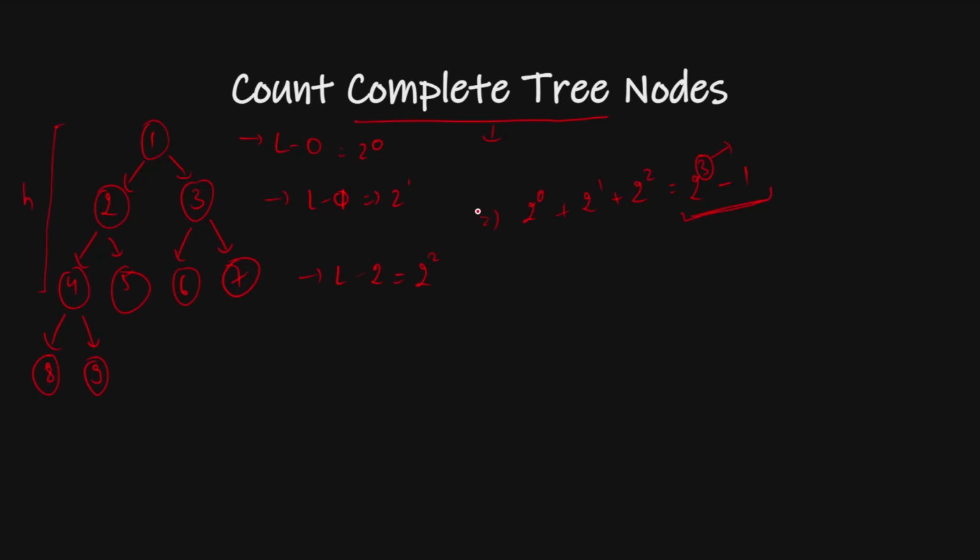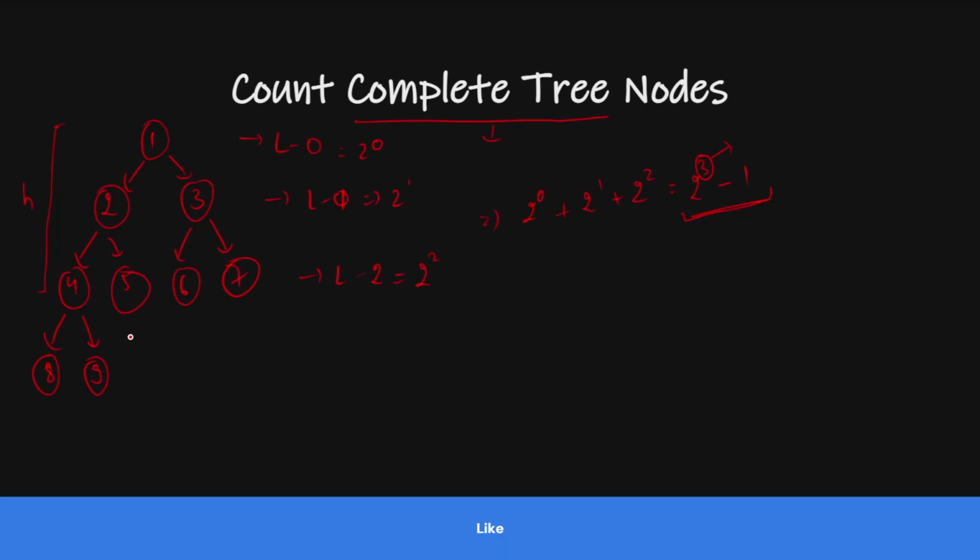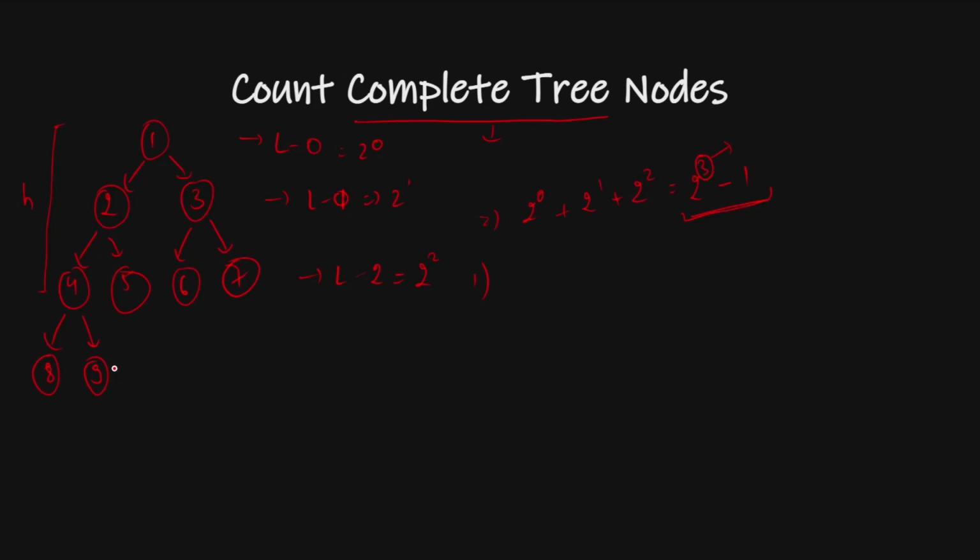Now there are two properties. The first property is that all the levels are completely filled except the last level. So there can be two possibilities: the last node can be in the left subtree or it can be in the right subtree.